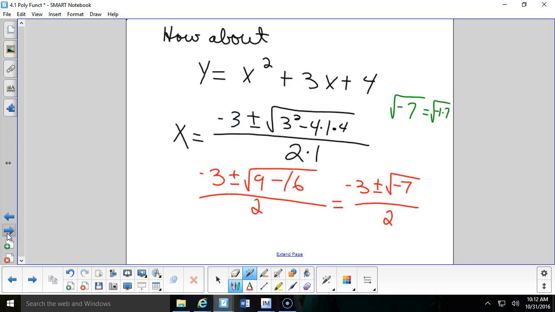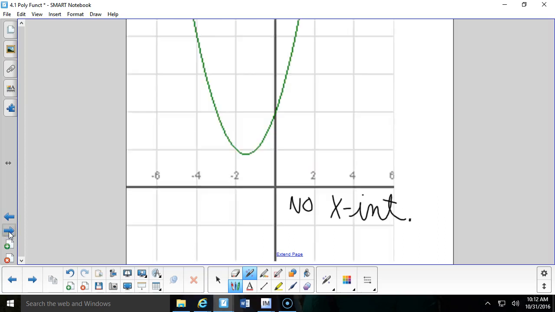So now remember what the roots are. The roots of a polynomial are where this polynomial crosses the x-axis. So what do you think this is telling me about where this graph crosses the x-axis? It doesn't. There are no x-intercepts. Now, there are zeros, roots of this polynomial in the complex number system, but complex numbers aren't on the x-axis anywhere.